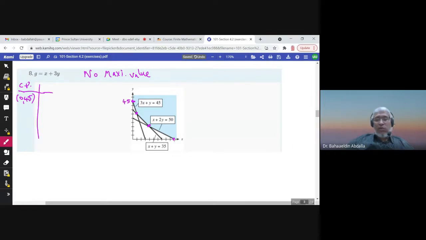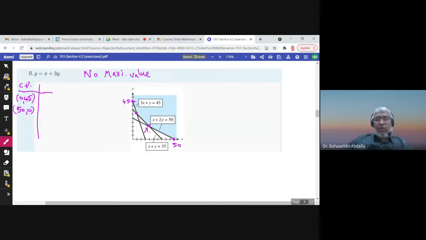Now this corner point should be easy to find. It is the x-intercept of this line, x plus 2y equals 50. So if I put y equals 0, x is 50. So (50, 0) is one of the corner points. Now let us find this corner point.